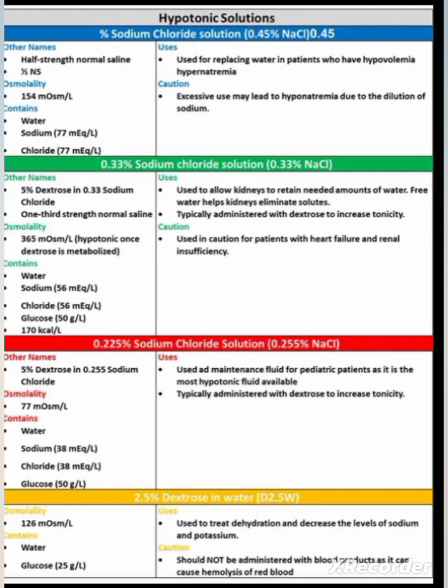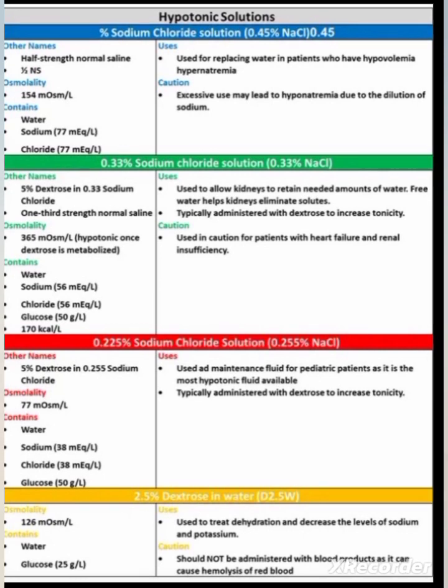The main uses are replacing water in patients who have hypovolemia or hypernatremia. In these conditions we can give the half percent sodium chloride, which will treat the hypovolemia without increasing the sodium content. The main caution is that excessive use may lead to hyponatremia due to dilution of sodium. So excess use of half NS may cause dilutional hyponatremia.